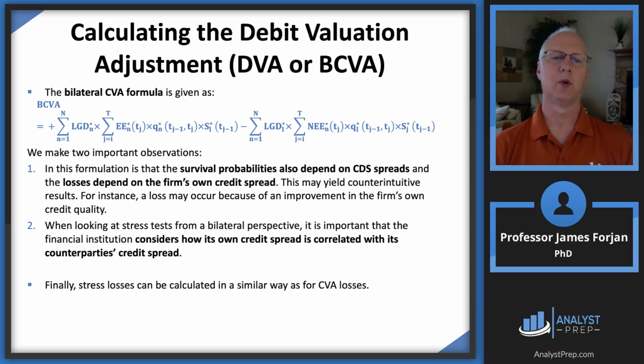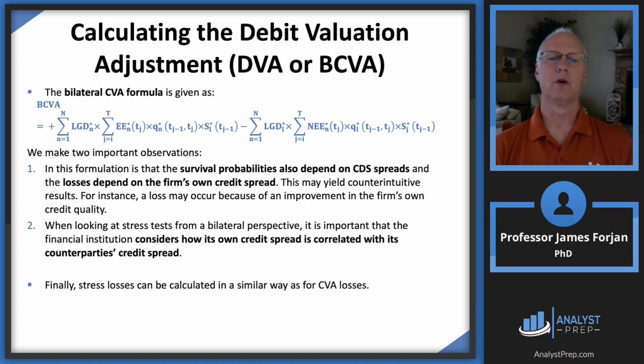So look at the two important observations. Survival probabilities depend on CDS spreads, and the losses depend on the firm's own credit spread. And look at that. For instance, a loss may occur because of an improvement in the firm's own credit quality. Of course, that sounds fairly interesting and counterintuitive.